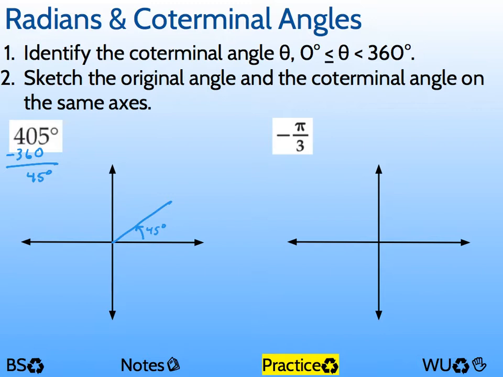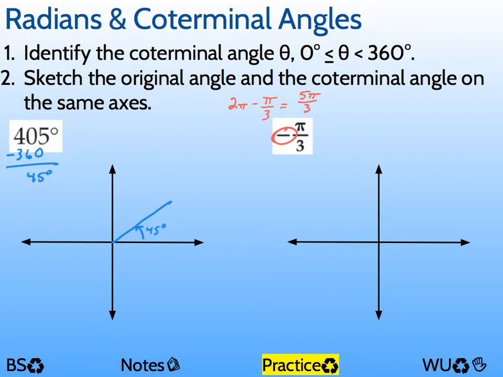Roughly about there. The negative pi over 3 means that it goes clockwise. So, let's figure out how much it would be counterclockwise. In this case, one thing you can do, since 2 pi is equal to 360 degrees, or a full rotation, you can do 2 pi minus pi over 3, which will result in 5 pi over 3. Now, what does this all mean?